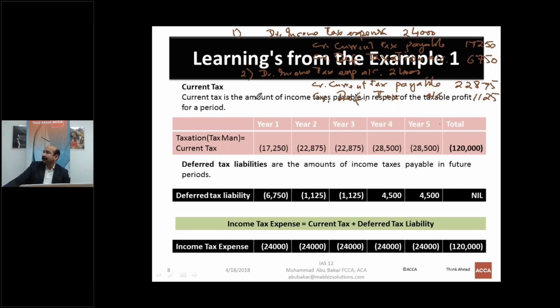Year 2, and the same entry for year 3, because you can see that the same amounts are there. So I'm not repeating for year 3. I'm going directly to year 4. Year 4 is basically: debit income tax expense 24,000, and the credit is current.